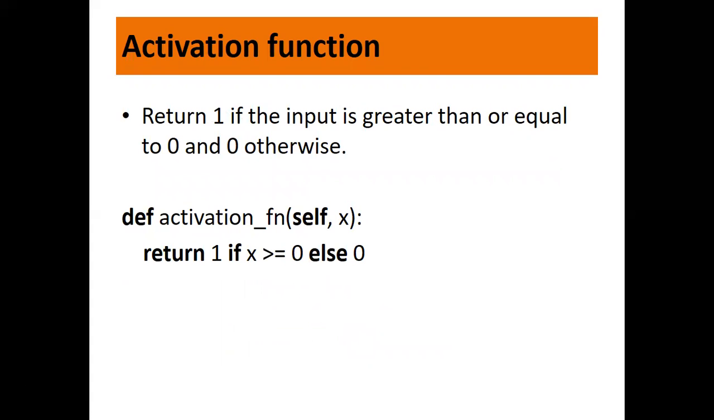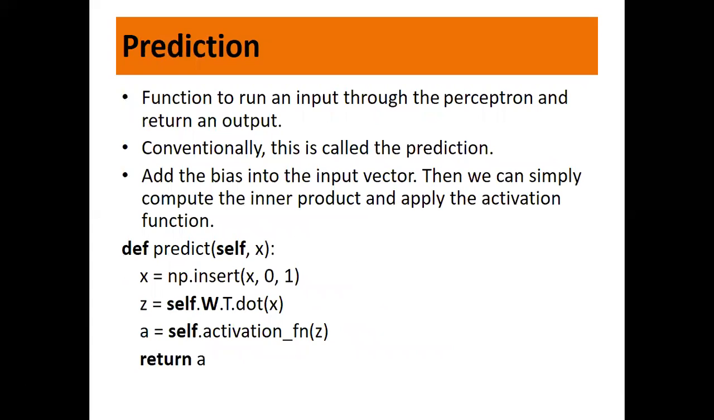Again, here we have the same activation function, that is a step function. So we are defining an activation function. If x is greater than or equal to 0, return 1, else return 0. Next, what we have is the prediction.